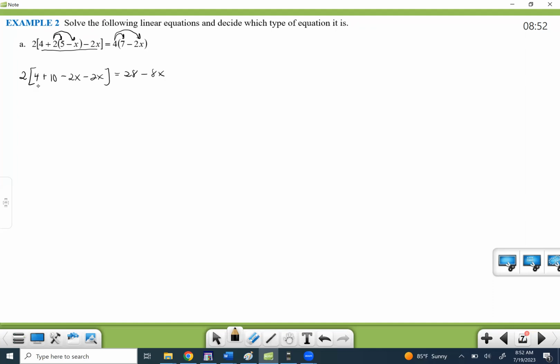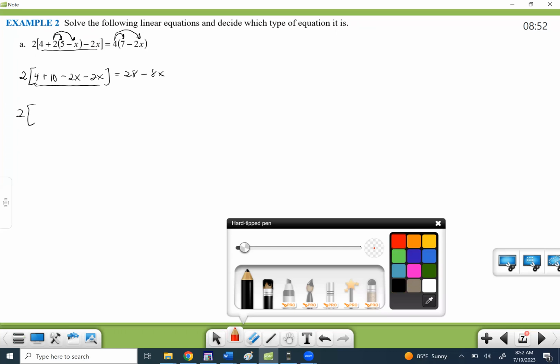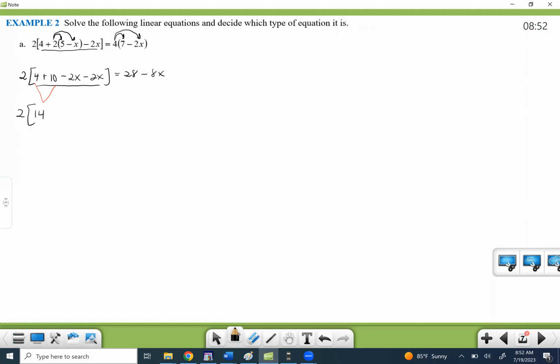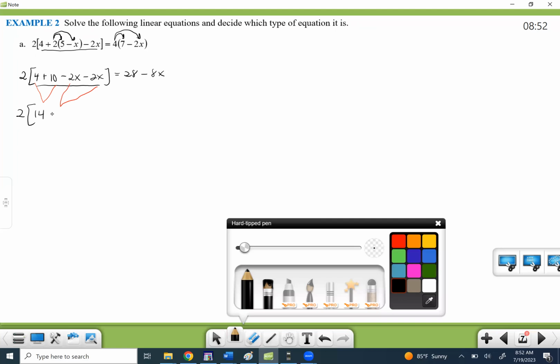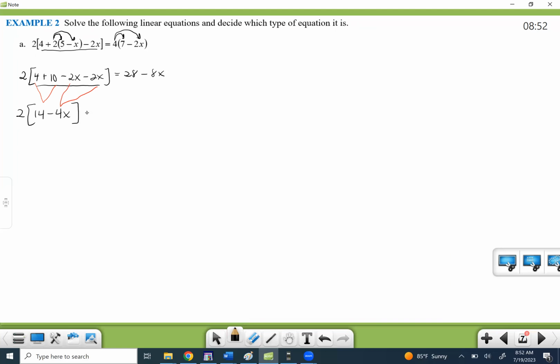Now we're still going to work on cleaning up the inside here. I'm not going to do anything else, but I'm just going to clean up the inside. So we can see that 4 plus 10 is going to get us 14. And then -2x and -2x are going to make -4x. All right, now I'm ready to distribute in. Remember, those are just parentheses. I'm ready to distribute in the 2. So 2 times 14 is 28. 2 times 4x is 8x.